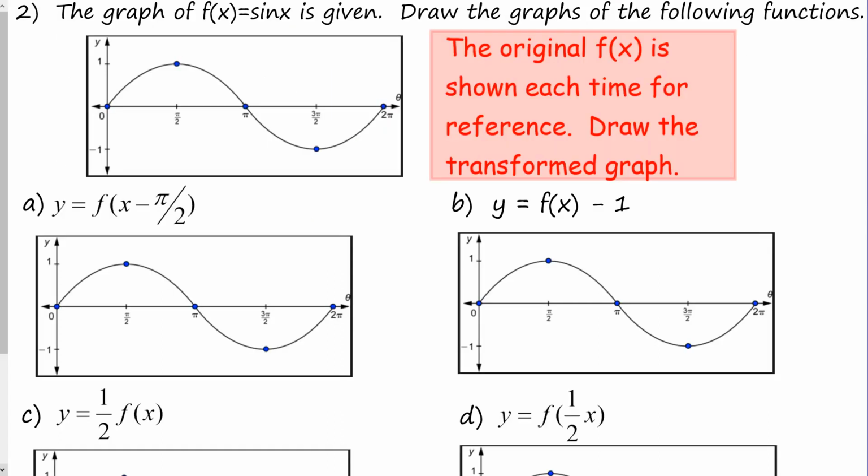One more example. Here we have a trigonometric example. We're looking at the graph of f of x equals sine x. So there's our roller coaster. And we're going to draw the transformed functions. We have our sine graph each time for reference.